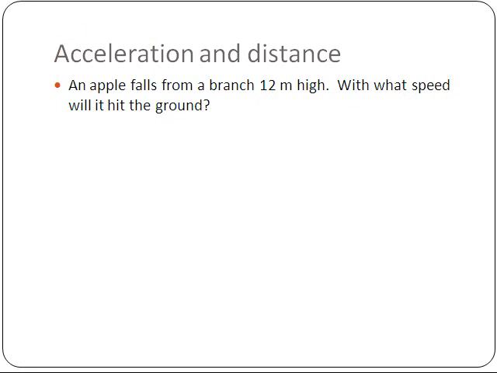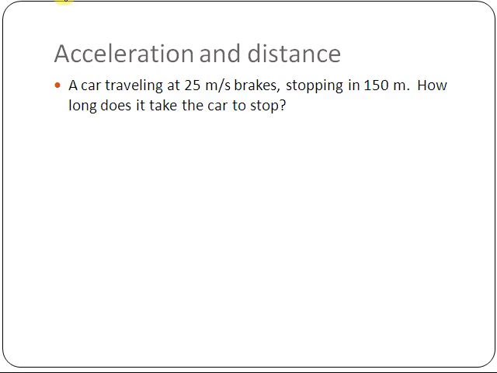So let's see what we've got for later on here. A car traveling at 25 meters per second brakes, stopping at 150 meters. How long does it take the car to stop? In this case, we know the distance it takes to stop this car is 150 meters. So let's go ahead and set up our distance equation.